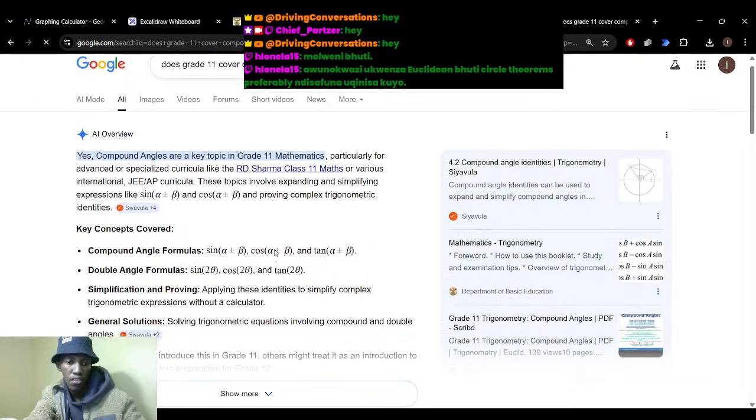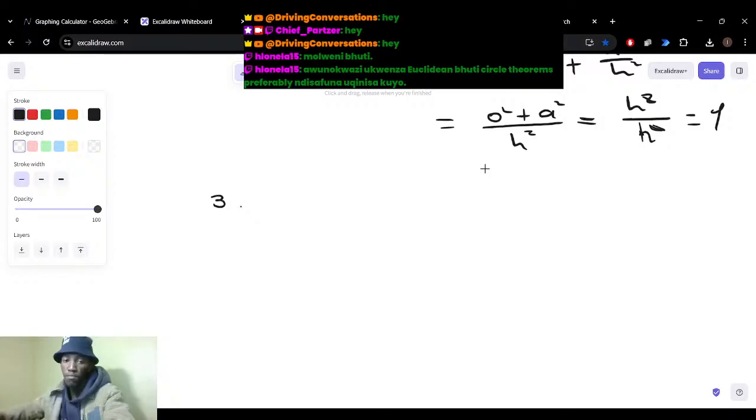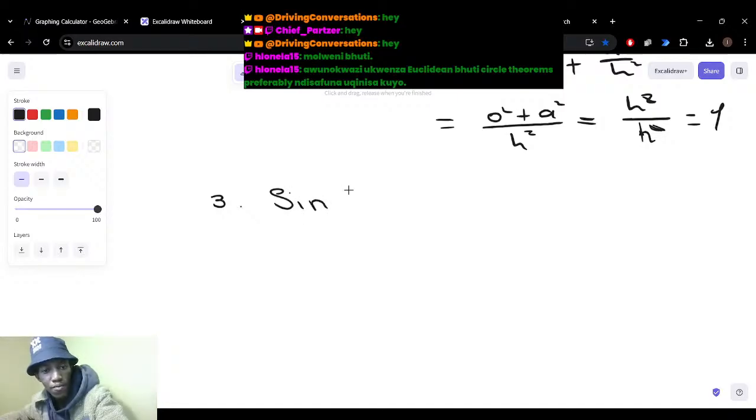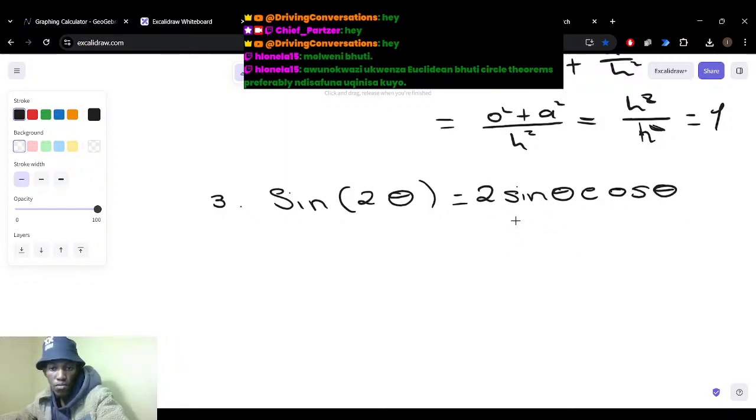Okay, so we're going to do one of the important relationships, the compound angle. So sine 2 theta. Now this is equal to what? It's already in simplified form, but if you want to expand it, it results into 2 sine theta cos theta. So sine 2 theta is equal to 2 sine theta times cos theta. I'm not going to prove this equation because it's rather tiresome, but take it as it is.